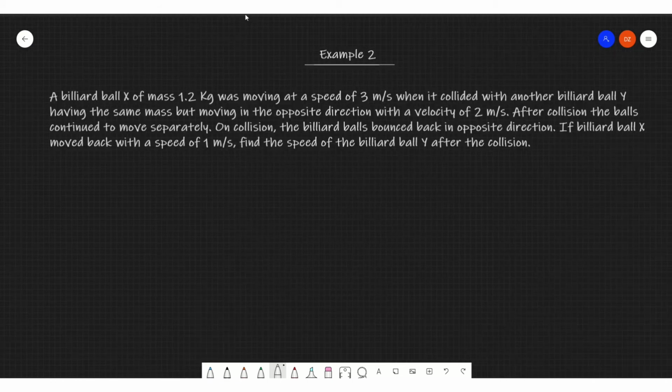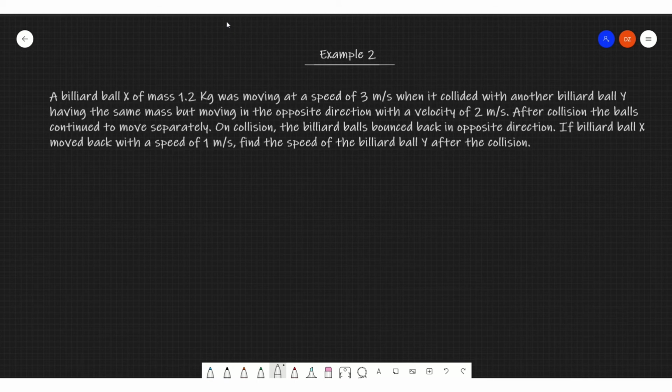Okay, now let's look at example number 2. In example number 2, we have a billiard ball X of mass 1.2 kilograms moving at a speed of 3 meters per second when it collided with another billiard ball Y having the same mass but moving in the opposite direction with a velocity of 2 meters per second. After collision, the balls continued to move separately. On collision, the billiard balls bounced back in the opposite direction, and if billiard ball X moved back with a speed of 1 meter per second, find the speed of the billiard ball Y after the collision.